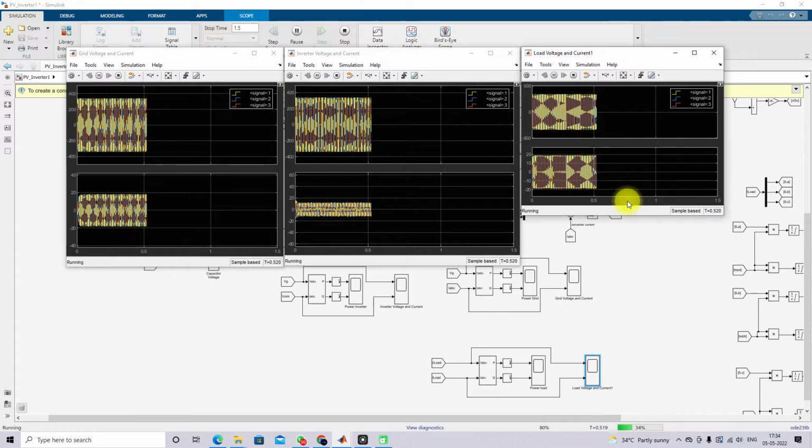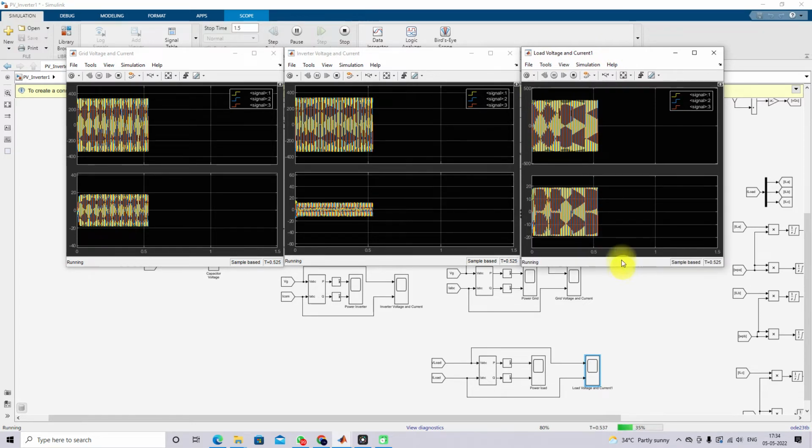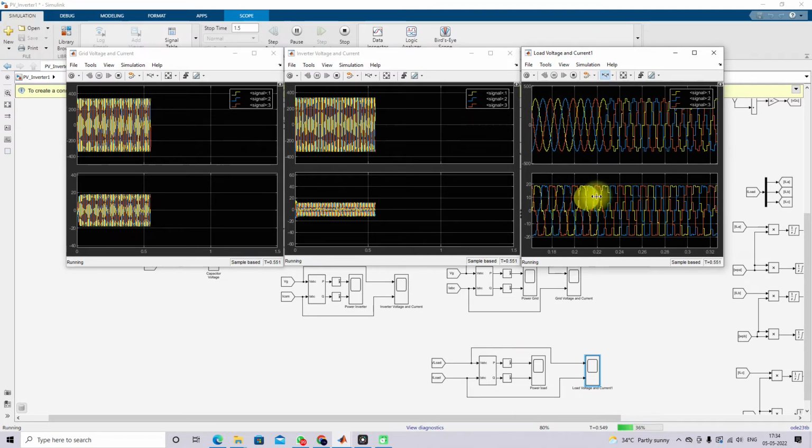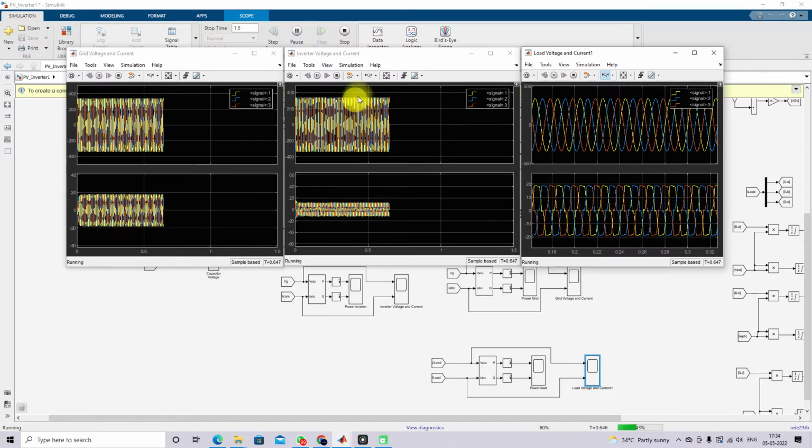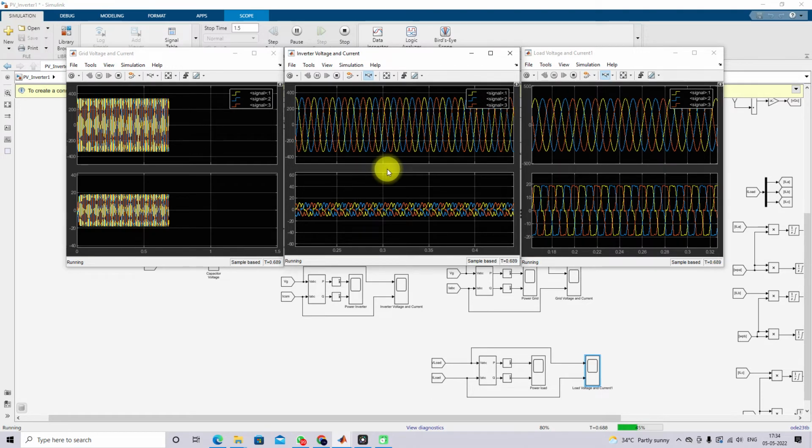Now I am going to zoom in on the load current. Here you can see that the load current is non-sinusoidal because of the non-linear load. Okay, and then I'm going to zoom in on the inverter current. This is the current supplied by the inverter. Right now there is no solar PV power, right? There is no solar PV power. So because of that, the voltage source converter acts like a STATCOM, right?